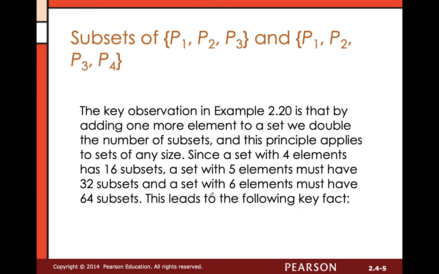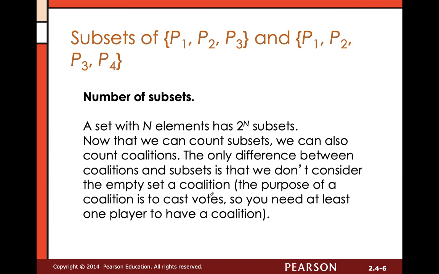The key observation is that by adding more and more elements to a set, we continue to double the number of subsets. This principle applies to sets of any size. A set with 4 elements has 16 subsets. A set with 5 elements has 32 subsets. A set with 6 elements has 64, which leads to the fact I was describing earlier: a set with n elements has 2 to the nth subsets.